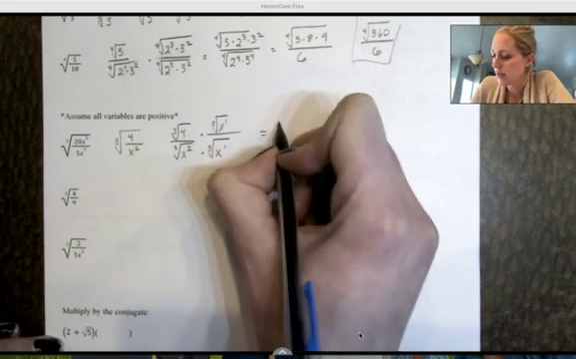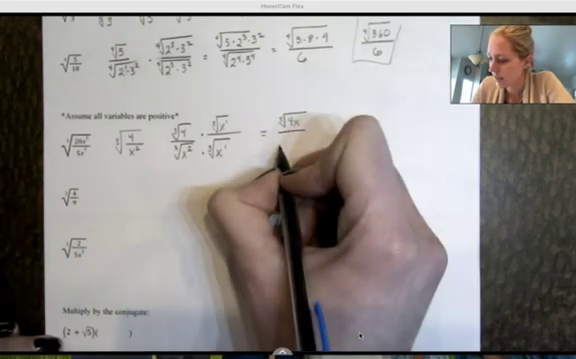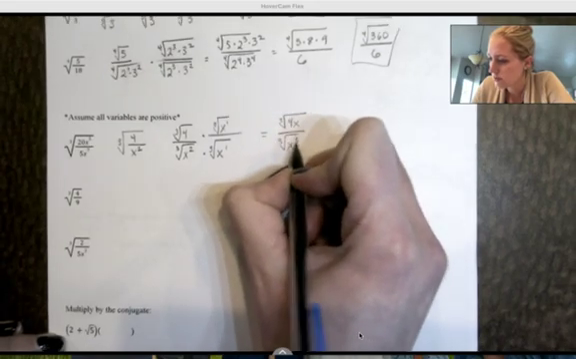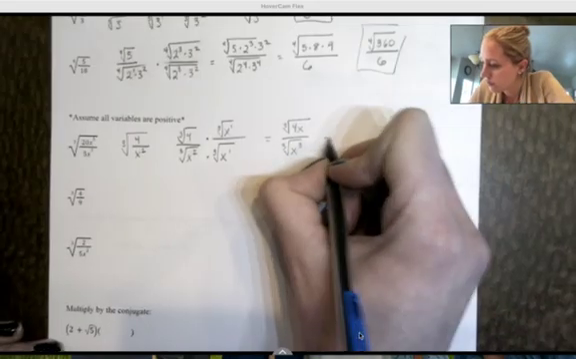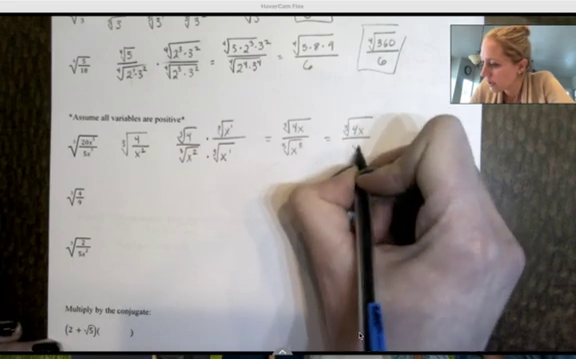So on the top, I get cube root of 4x. Denominator, I get cube root of x cubed. So the cube root and cube can cancel, and I'm left with the cube root of 4x over x.